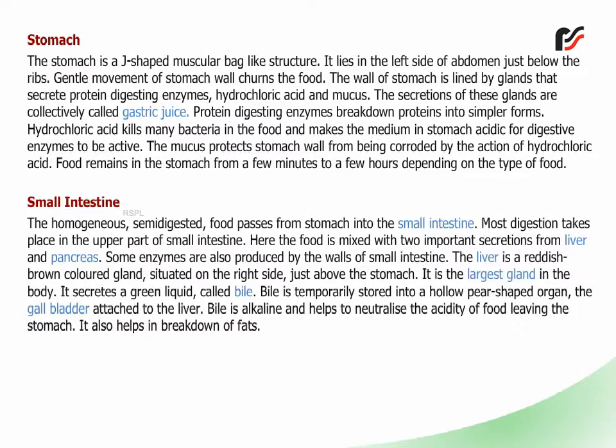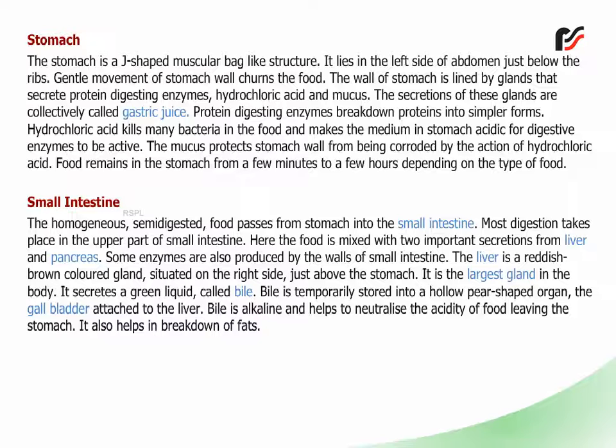Small intestine. The homogeneous, semi-digested food passes from the stomach into the small intestine. Most digestion takes place in the upper part of the small intestine. Here the food is mixed with two important secretions from the liver and pancreas. Some enzymes are also produced by the walls of the small intestine.